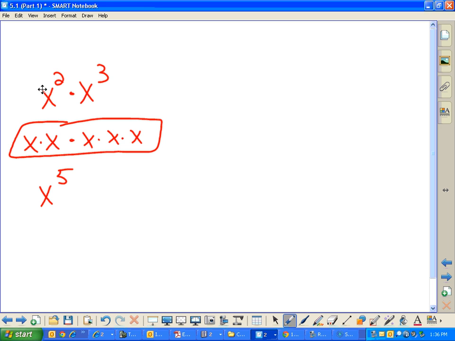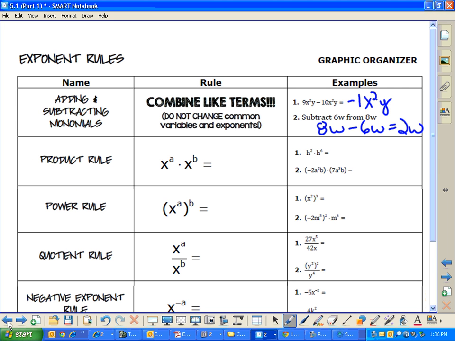So out of this, we get the property that Anthony was mentioning. If you have x squared times x to the third, you're actually allowed to add those exponents together to get x to the fifth. So, long story short, and I saw it a couple times as I was walking around the room and listening a little bit, if you have x to the power of a times x to the power of b, that's just x raised to the a plus b power.